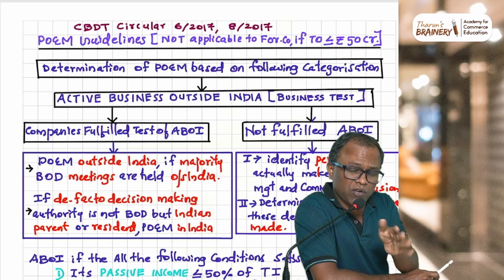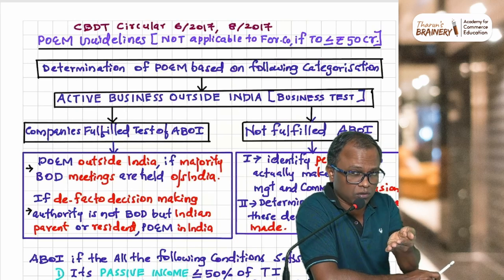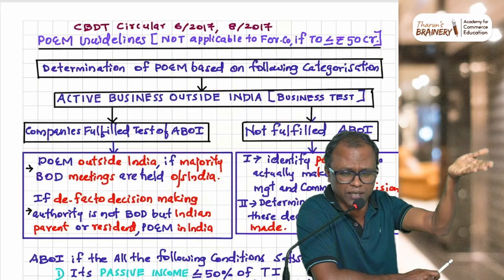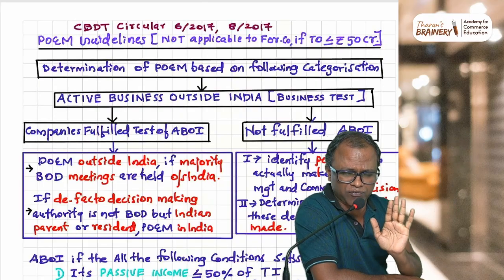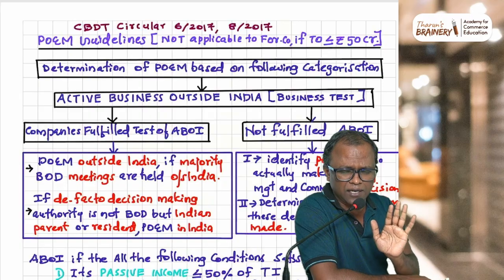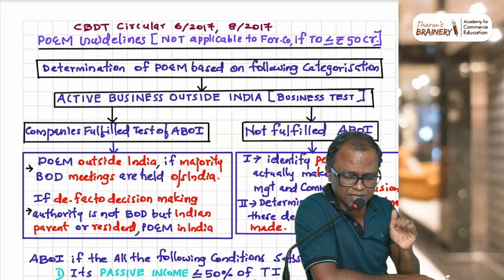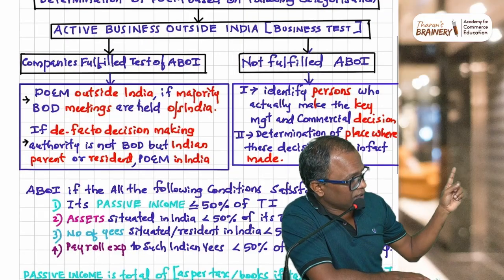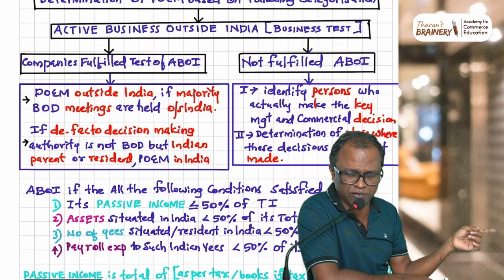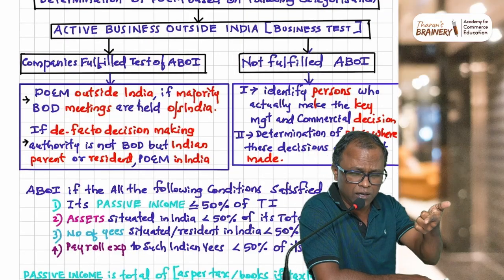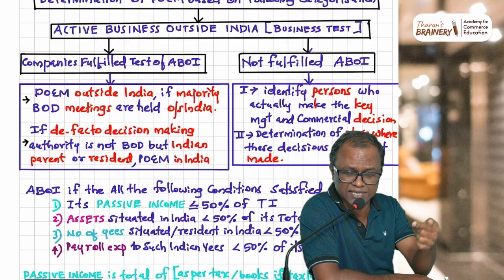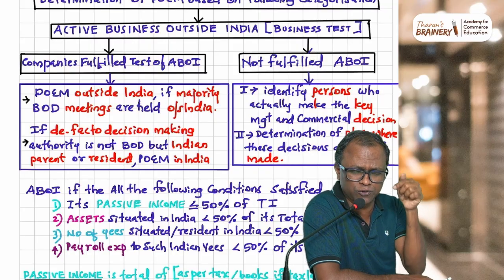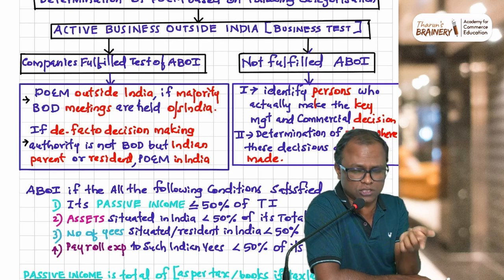So if the turnover of a foreign company is more than 50 crore, and it is a foreign company registered or incorporated in a foreign country, then how we will find out the place of effective management, what the POEM guidelines are, and how we will find out the residential status. That is explained. So they are saying first we have to find out whether the active business of that foreign company is outside India or whether the active business is in India. That is known as the ABOI test. Active business outside India or not.